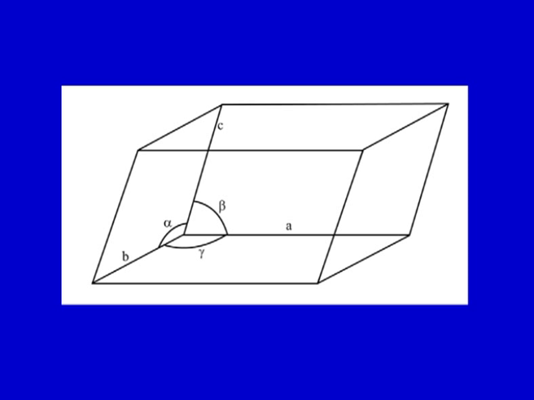One is 3 axes, x, y and z, or a, b, c, as we call them in a proper crystal, and there are 3 angles, alpha, beta and gamma, between the 3 axes.